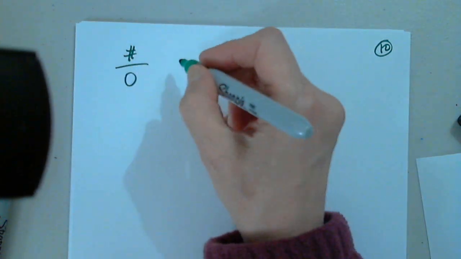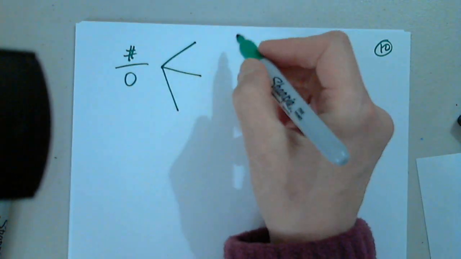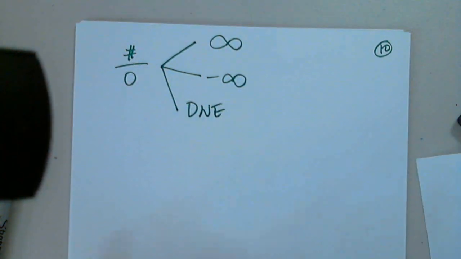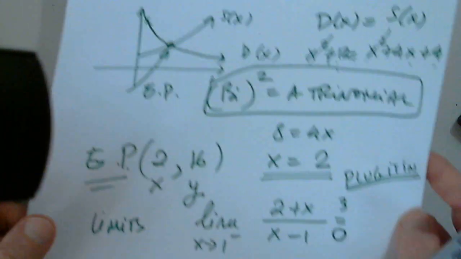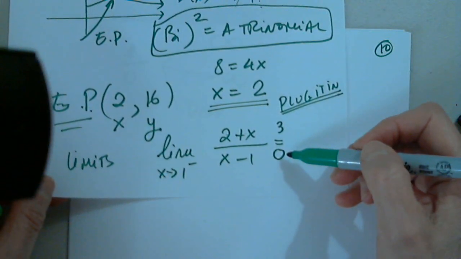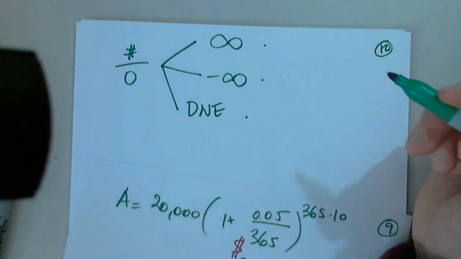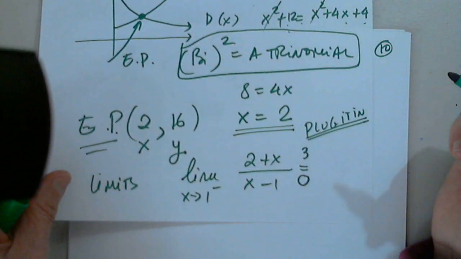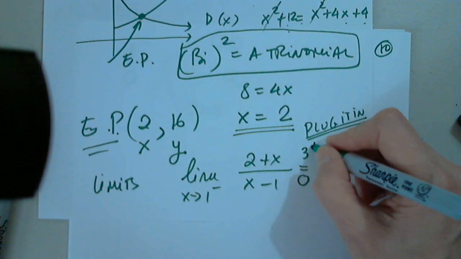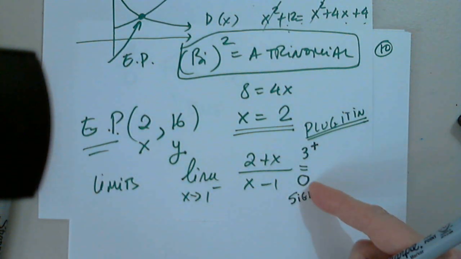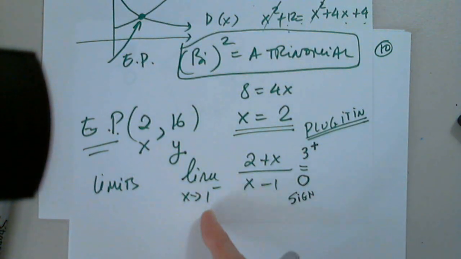Remember what we said. A number over 0 has one of these three answers. This, or this, or this. And this is our situation. We have a number over 0. So I have to choose 1 or 2 or 3. So let's go back now. Since the numerator is positive, let's find the sign of this. You can say sign of 0? Yes, in this situation. 1 from the left.